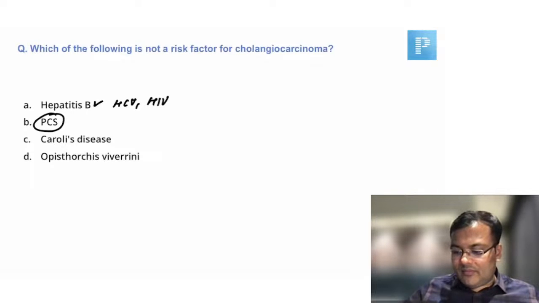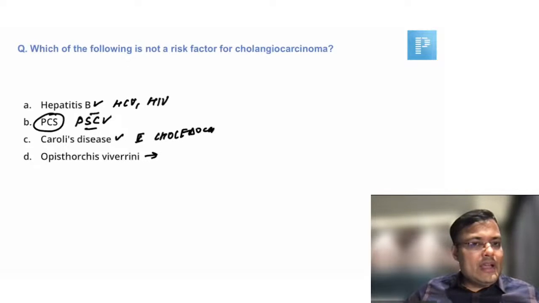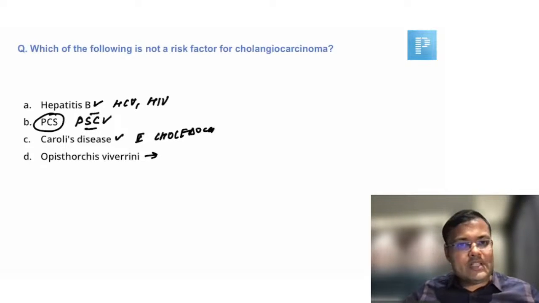PSC. Actually, most probably this must be primary sclerosing cholangitis. Again, it's a risk factor. Caroli's disease, that is type 5 choledochal cyst. Again, it's a risk factor. Opisthorchis viverrini and Clonorchis sinensis, all these are risk factors.